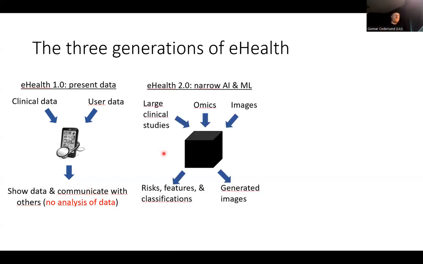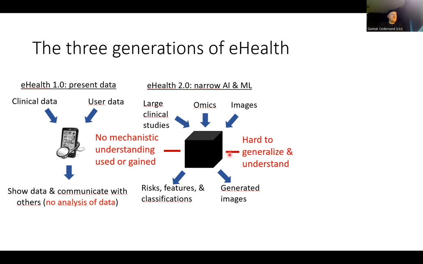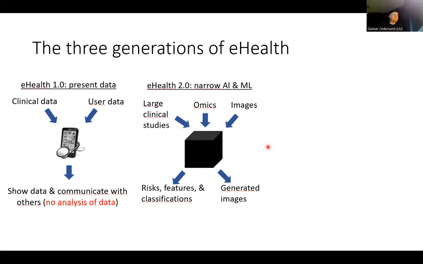The second is the one that's maybe the most hyped now, which is to use AI and machine learning, but it's narrow AI, which is specific to each use case. It's not general AI. So you don't use any mechanistic understanding, and it's hard to generalize and understand. And there's lots of data that you can't use if you don't have thousands and thousands of training data.